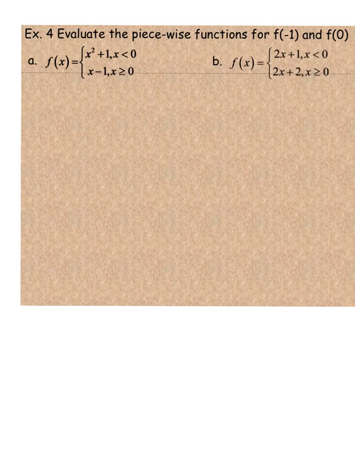So here we have our first piecewise function where f of x is equal to x squared plus 1, where our domain is x values that are less than 0, and we have f of x equals x minus 1, and our domain is x values that are greater than or equal to 0.